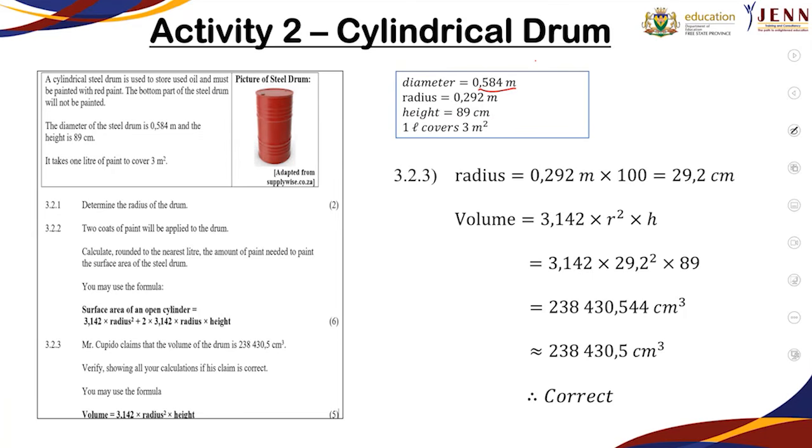So I just put everything that we know about the question at the top. The diameter is 0.584 meter. Radius is 0.29 meter. The height is 89 centimeter. And that 1 liter covers 3 square meters. So basically, I just summarized everything.